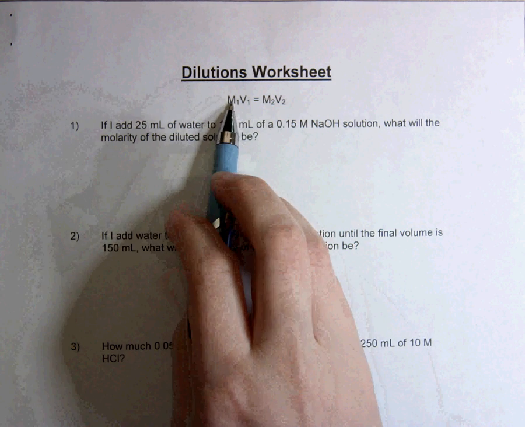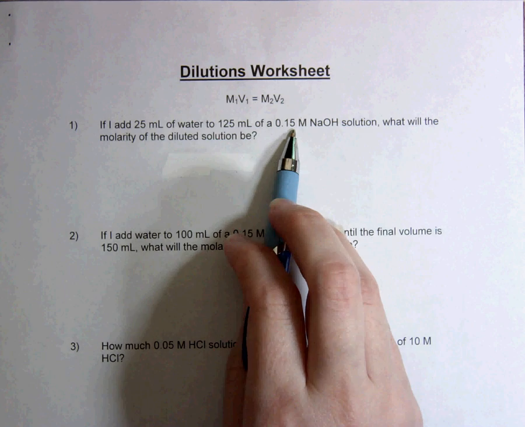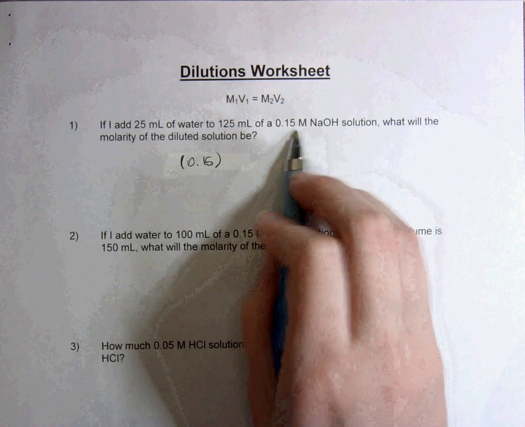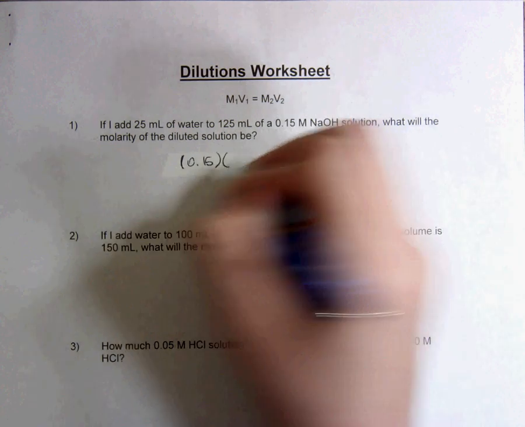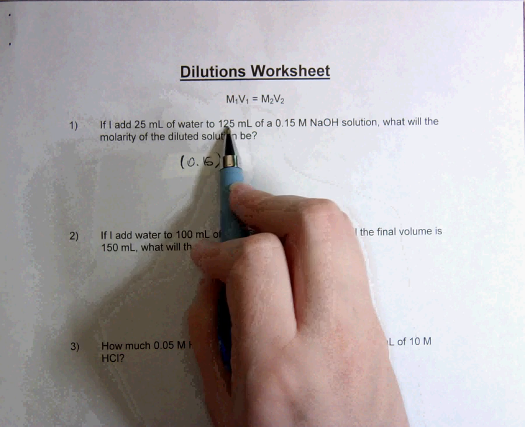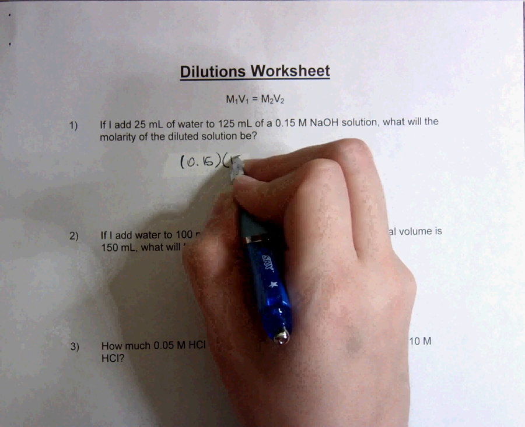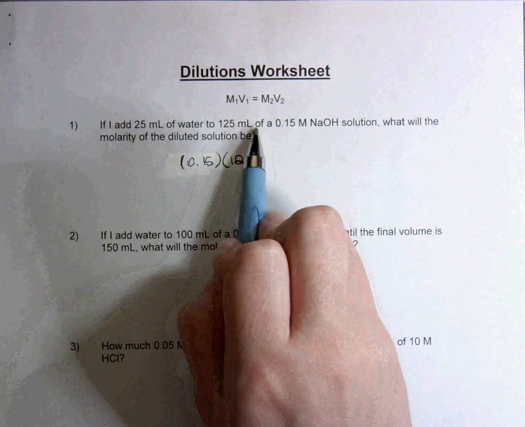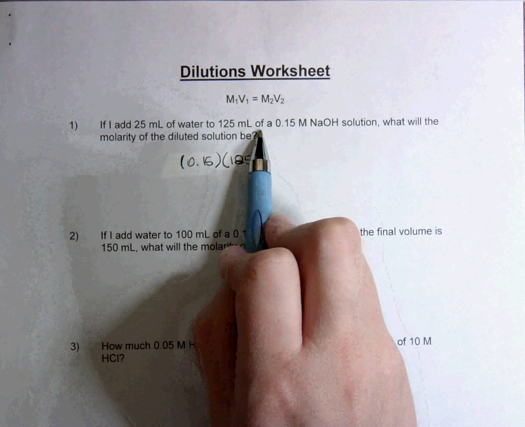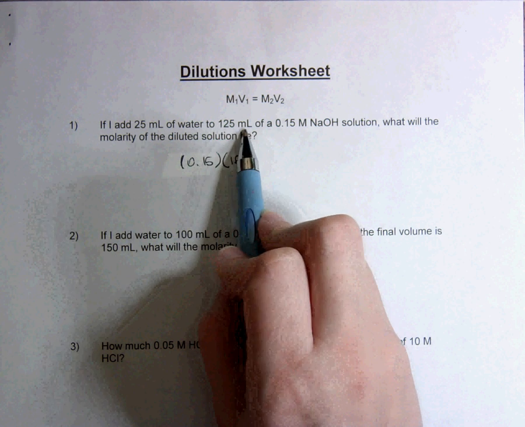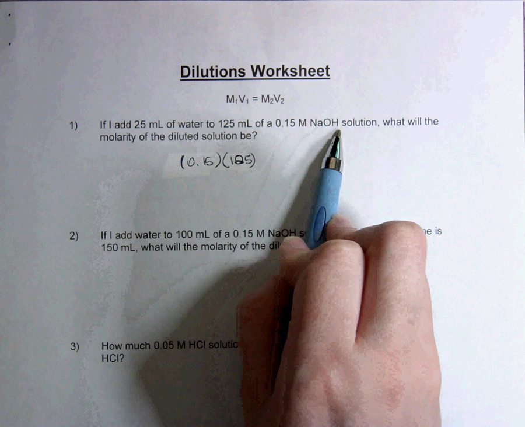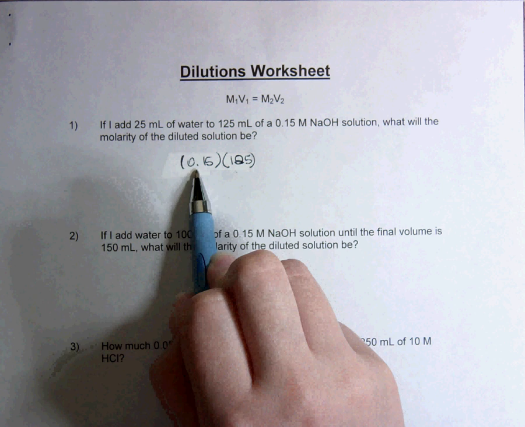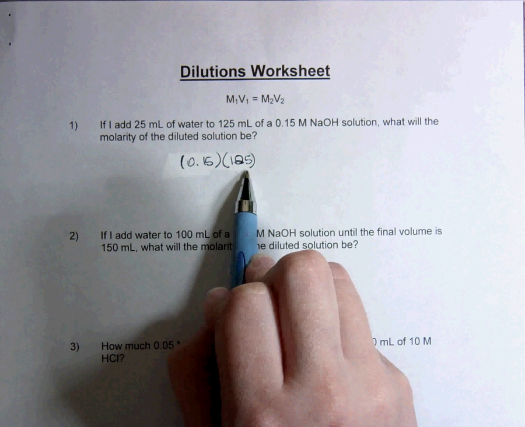So that means I should find my M1, my V1, and my V2 and plug them in here. My M1 is my original molarity, and that's right here, the 0.15 molar NaOH solution. Then I'm going to multiply that by my original volume, which is 125 milliliters. If you're not sure what volume and molarity go together, see if you can find the word "of." If you see "125 milliliters of this molarity solution," that means these two go together on the same side of my equal sign. So I have 0.15 times 125 milliliters.